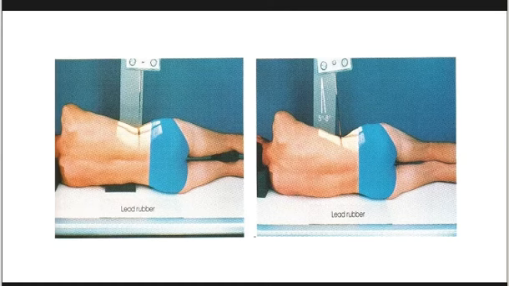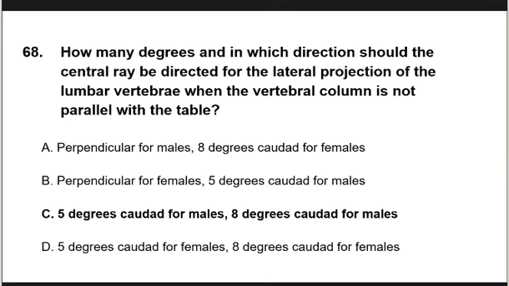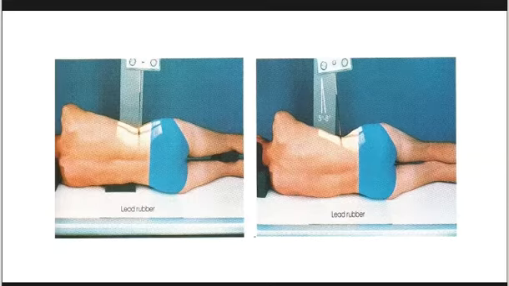So kung makikita mo dito sa right image ng screen nyo, yan, walang lead rubber na nakalagay, that is the time that you have to angle that tube para ma-compensate, na? Angle that tube by 5 to 8 degrees caudally. Yan ang sinasabi nga natin, kung ang pasyente ay lalaki, then that is 5 degrees caudal. Kung ang pasyente ay babae, that is 8 degrees caudally. So that is the central ray angulation.